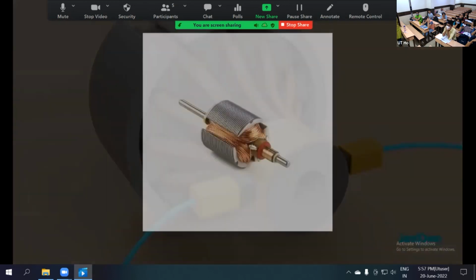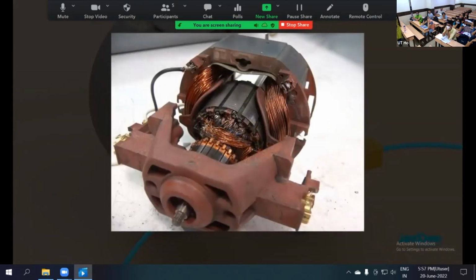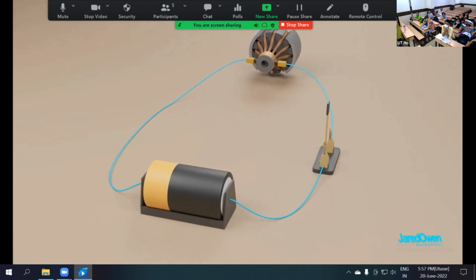If you look at some pictures of real electric motors, you can see lots of wires wrapped around. And yes, this is the same reason. More wires wrapped around means stronger electromagnets. Another way to make this stronger is to use more electricity.